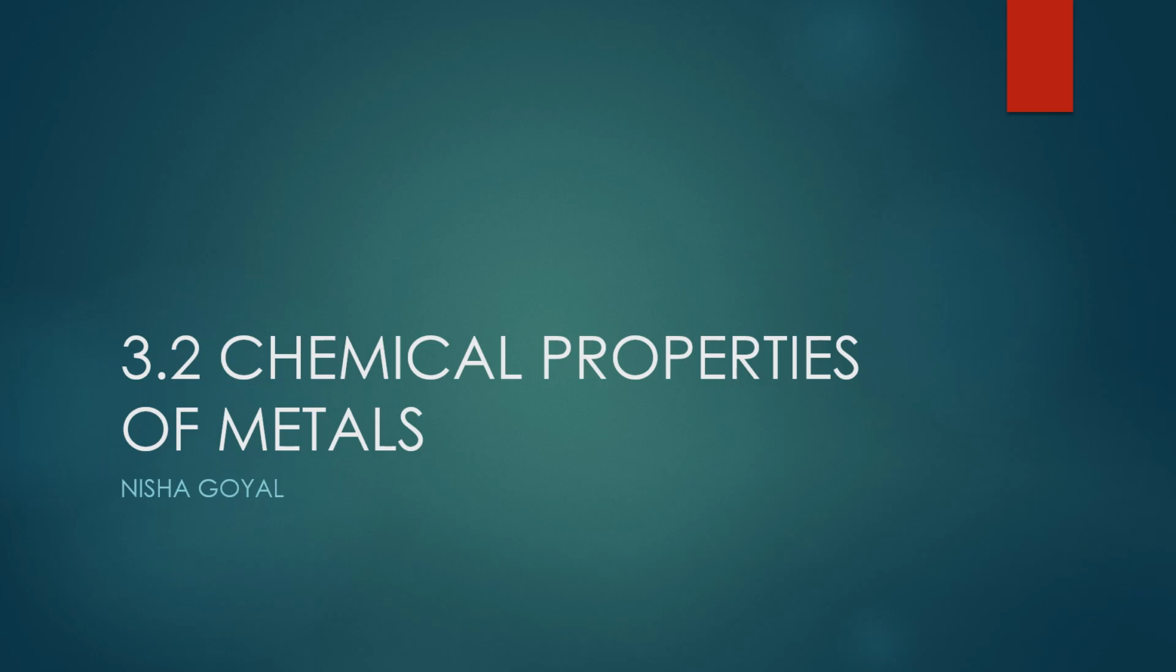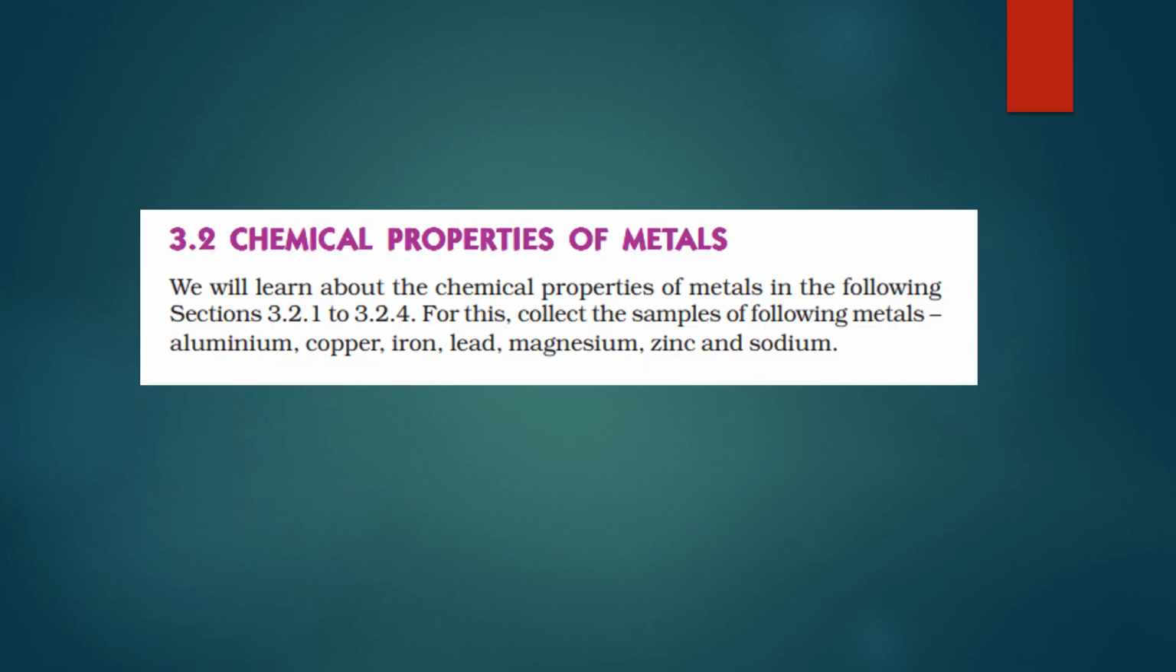Hello students, today we are going to discuss the chemical properties of metals. In order to study the chemical properties of metals, we will collect samples of metals like aluminium, copper, iron, lead, magnesium, zinc and sodium.